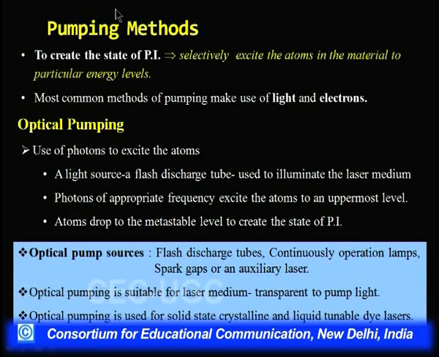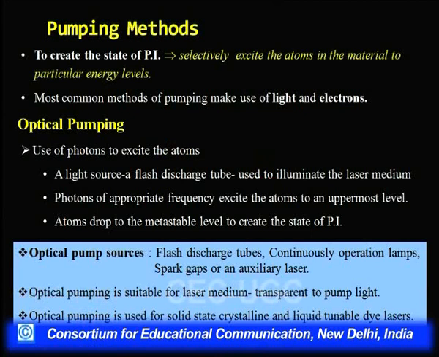To raise the atoms from the lower state to the higher state, we require light, meaning photons, and electrons or ions. First we start with optical pumping, which requires light, meaning photons, to jump the electron from the lower state to the higher state. Optical pumping is the use of photons to excite the atoms. A light source or a flash discharge tube is used to illuminate the laser medium, and photons of appropriate frequency excite the atoms to an upper level. Atoms then drop to the metastable level to create the state of population inversion, so that we can achieve stimulated emission. Flash discharge tubes, continuously operating lamps, spark gases or an auxiliary laser are used as the pumping source in optical pumping.